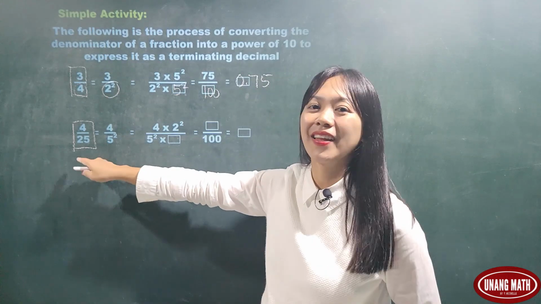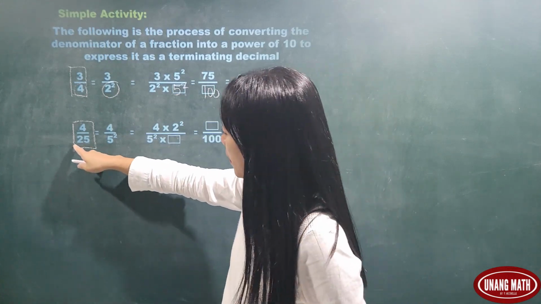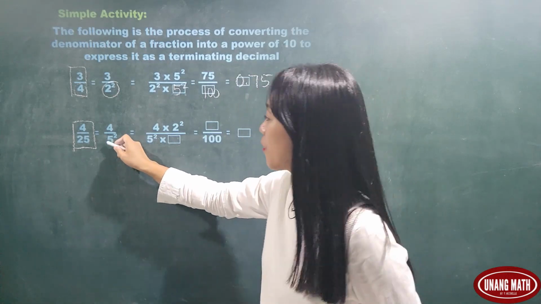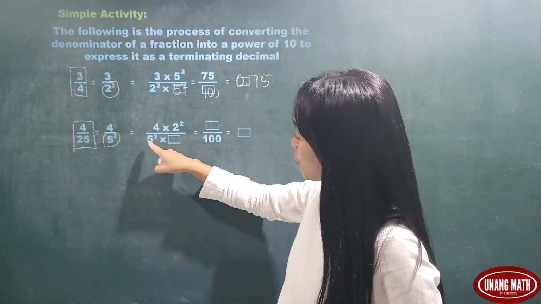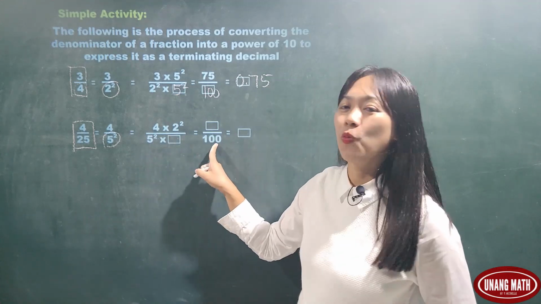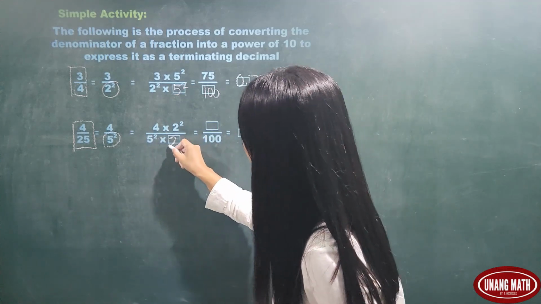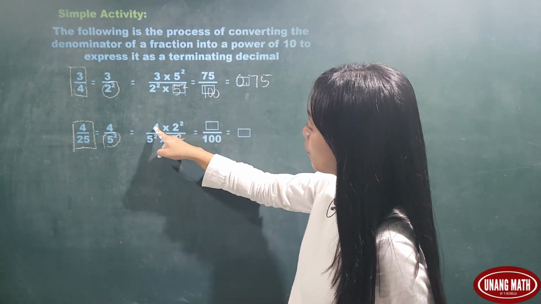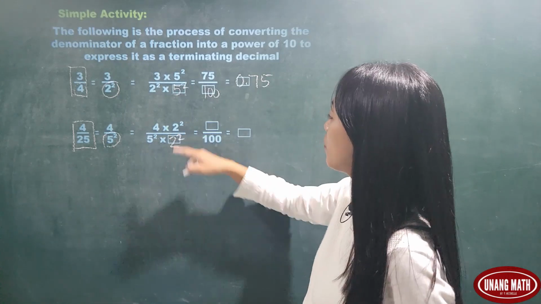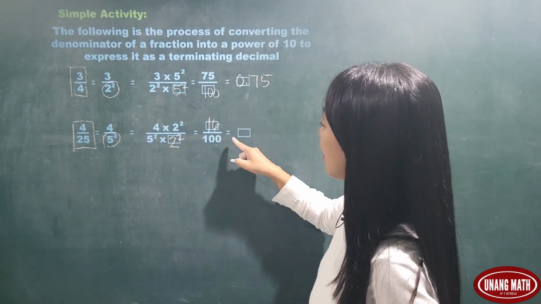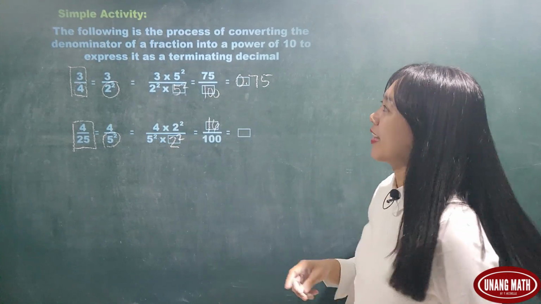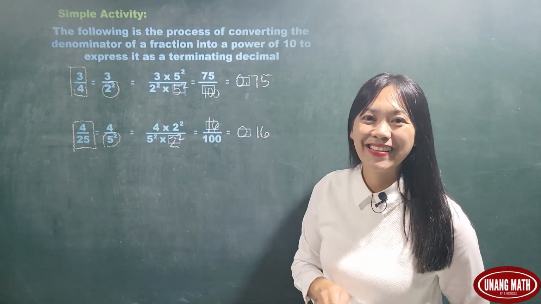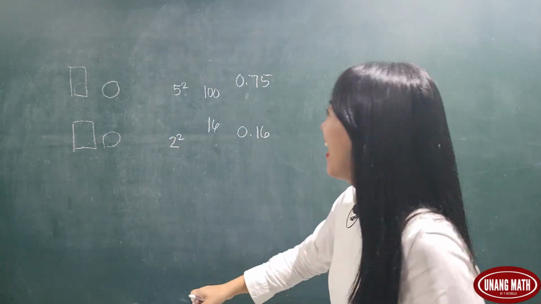Okay, second example, we have 4 over 25. This is also in its lowest term. The denominator is 25. If we get the prime factorization, it's 5 squared. So what should we multiply to 5 squared to get 100? We have to multiply 2 squared. Do it also in our numerator, so 4 times 2 squared is equal to 16. So 16 over 100, our terminating decimal is 0.16.